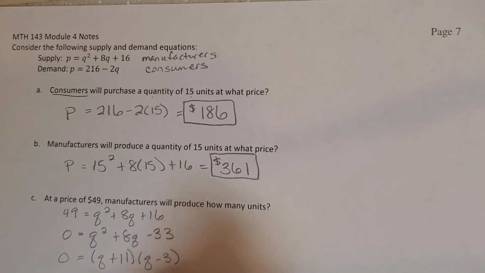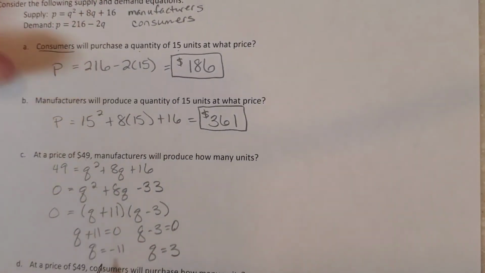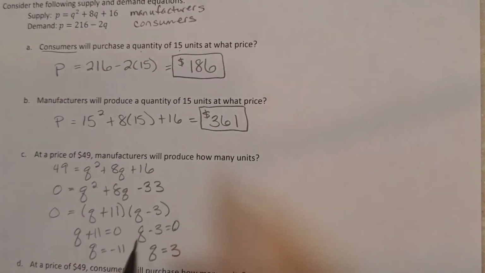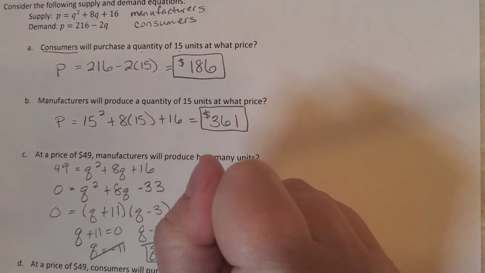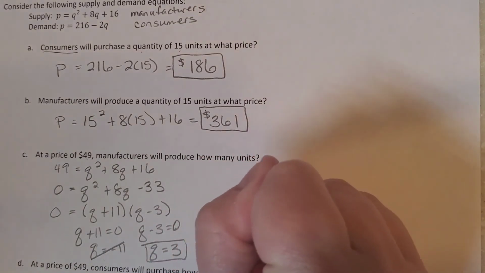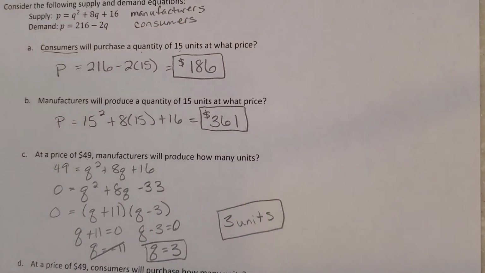Setting them both equal to 0 and solving, we get Q equals negative 11 and Q equals 3. Now the problem is, this is how many units manufacturers are willing to produce. Can manufacturers produce a negative amount of units? No, that doesn't make any sense, right? So we can rule out the negative 11 and we just get the answer of 3. So at 3 units, manufacturers are willing to produce 3 units at a price of $49.